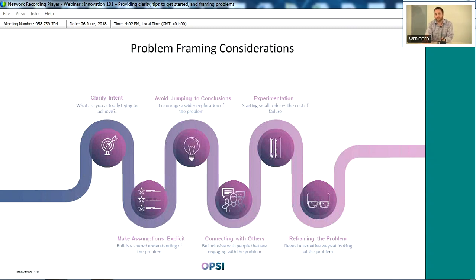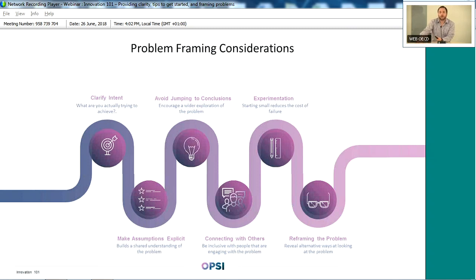Also, when we're framing the problem, we should always avoid jumping to conclusions. Very often, and it happens in every organization, if you spend a couple hours or a couple days looking at a problem, you think you have solved it and you understand the problem completely and start jumping into the solution mode. It's a really easy trap to fall into, but it's one that we should always try to avoid, and make sure that we really do understand the problem space and call ourselves out when we start just immediately jumping to solutions.